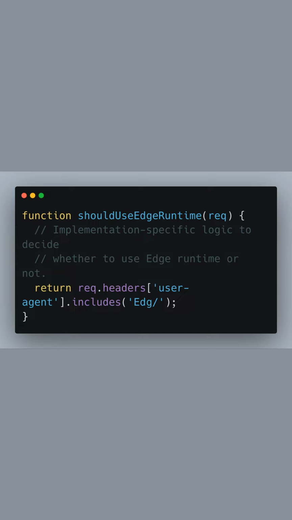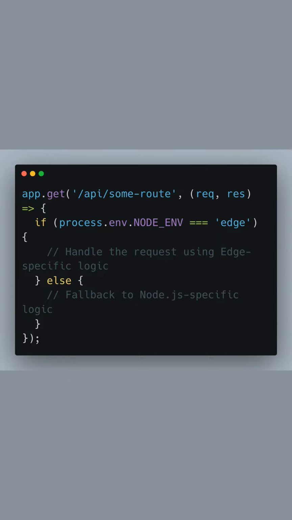origin of the request. Within an API route handling a GET request to /api/some-route, we branch our logic based on the node_env variable. An if statement checks whether we are in an Edge environment, allowing us to execute Edge-specific code which could involve executing lightweight and faster non-blocking operations favored by Edge runtimes.